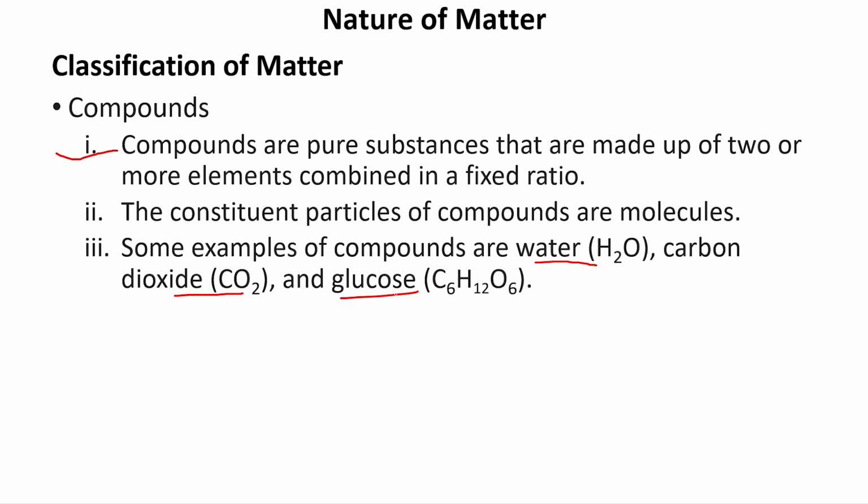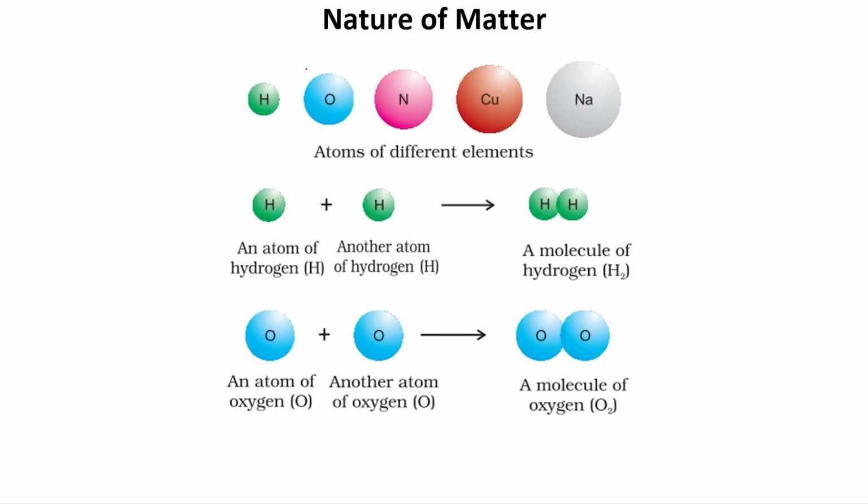One thing is obvious in both: because it is a pure substance, it will have a definite composition. It is mentioned here also that it is made up of elements combined in a fixed ratio. Here, 6 atoms of carbon, 12 atoms of hydrogen and 6 atoms of oxygen combine to give glucose. So the composition is fixed, but different atoms are used to make one compound. So it is called a compound.